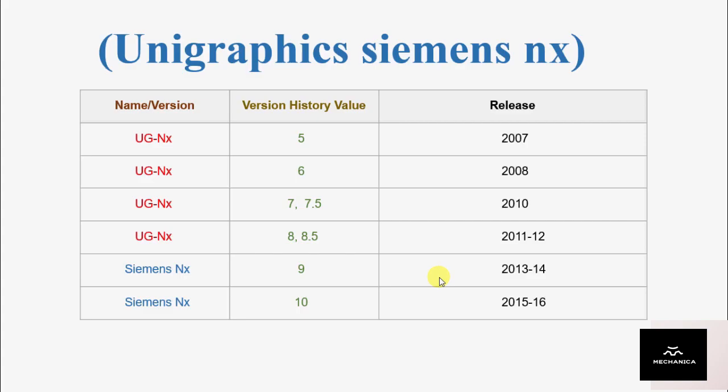In this course of Unigraphics, we have used the Siemens NX 9.0 version and also version 10.0. You can learn this course in versions 7, 7.5 and above.